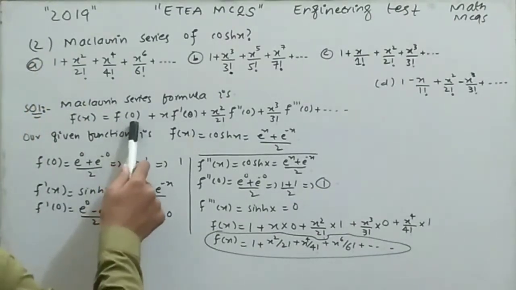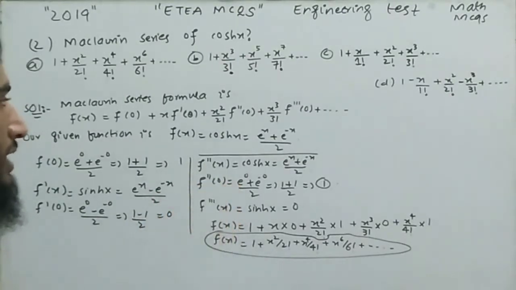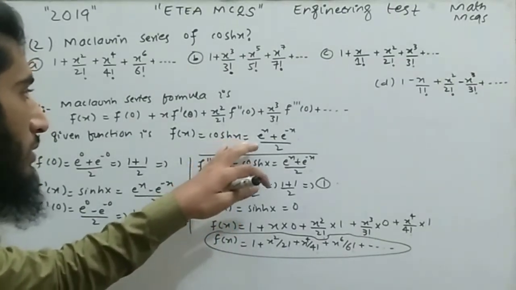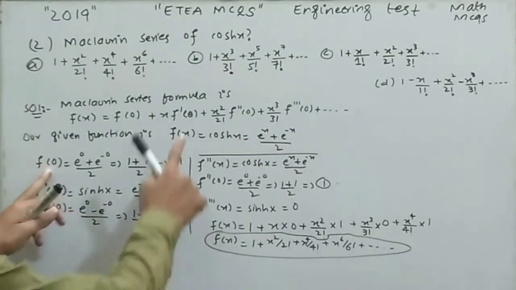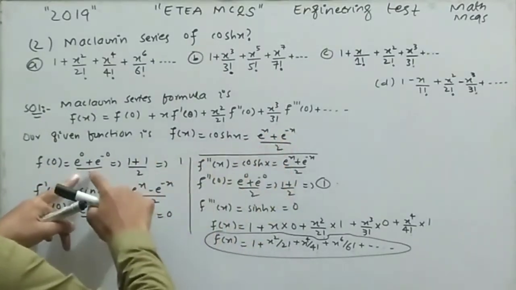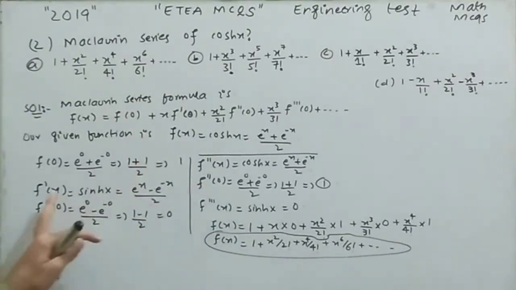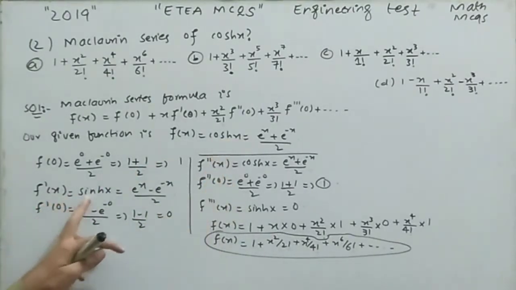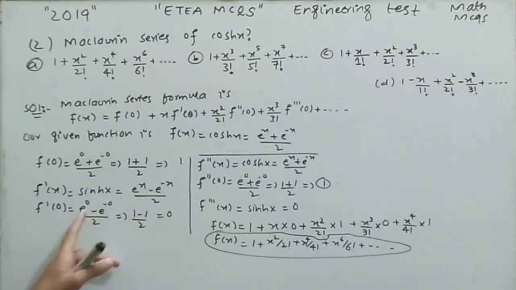Now over here first we have f of 0. So our original function is f of x is equal to cos hyperbolic x. Remember that cos hyperbolic x is always equal to (e power x plus e power negative x) by 2. So by putting the value of x as 0 over here, f of 0 becomes (e power 0 plus e power negative 0) by 2, so it gives us 1. Now after this differentiate this function, so it becomes f prime of x. Cos hyperbolic derivative is sin hyperbolic. Sin hyperbolic is equal to (e power x minus e power negative x) by 2. By putting x as 0 over here, it becomes (e power 0 minus e power negative 0) by 2, which gives us 0.